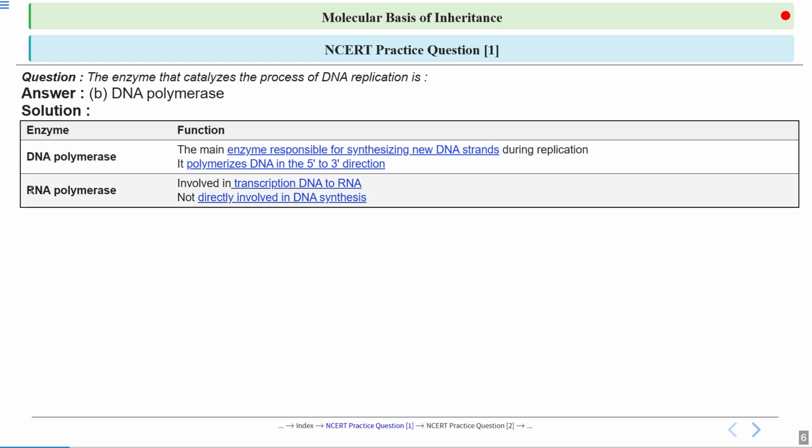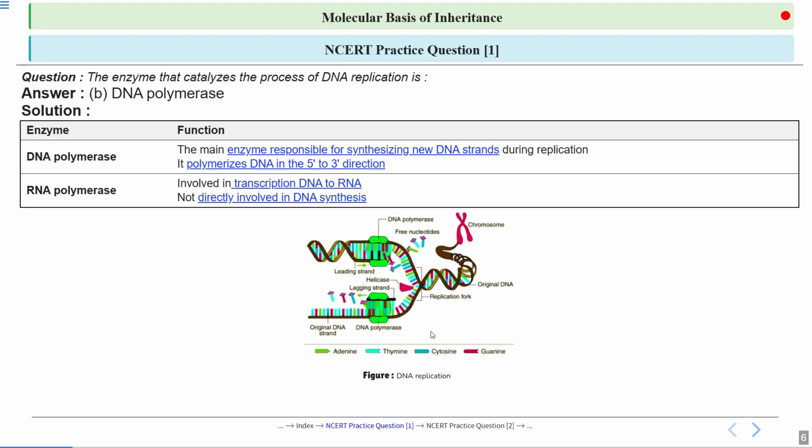If you talk about RNA polymerase, this is involved in the transcription process. In transcription, what is being formed? From DNA, RNA is formed. So RNA polymerase is DNA dependent. Clear? Here in this image, you can see the DNA polymerase using the template DNA to synthesize the complementary strand. It synthesizes in the 5' to 3' direction. That's why on lagging strands, Okazaki fragments are produced.